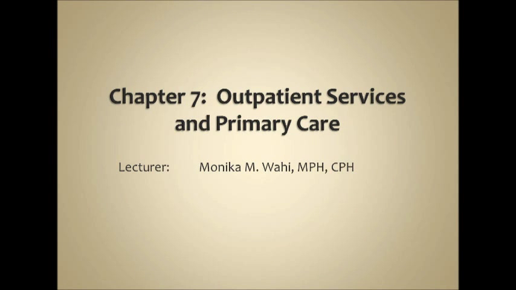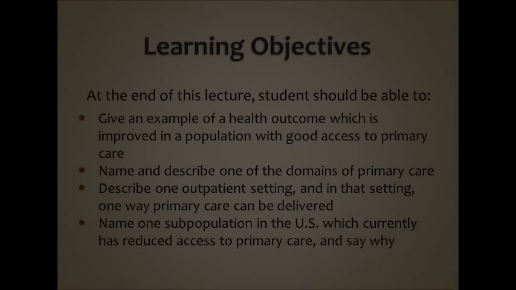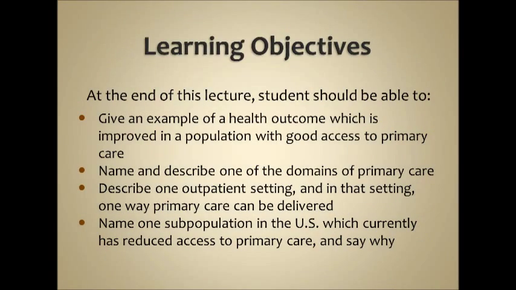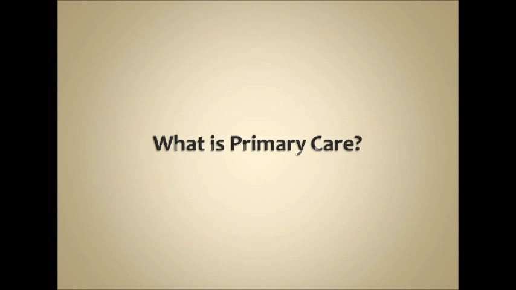Chapter 7, Outpatient Services and Primary Care. Learning Objectives. At the end of this lecture, the student should be able to give an example of a health outcome which is improved in a population with good access to primary care, name and describe one of the domains of primary care, describe one outpatient setting, and in that setting, one way primary care can be delivered, and name one subpopulation in the United States which currently has reduced access to primary care, and say why.